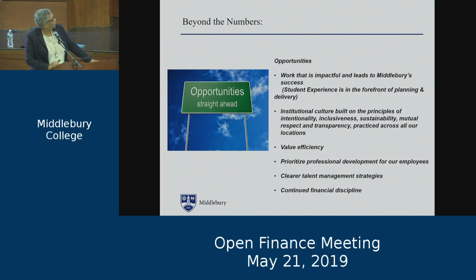And so we think that that's really an opportunity, though, for us to focus on efficiency so that we can put the high touch in the areas that have the most meaning. We need to prioritize professional development for our employees. The development needs came through, and so we'll be working on that. We need clearer talent management strategies on helping people all the way from recruiting and advertising Middlebury positions up through development, that we need to be more involved in that.